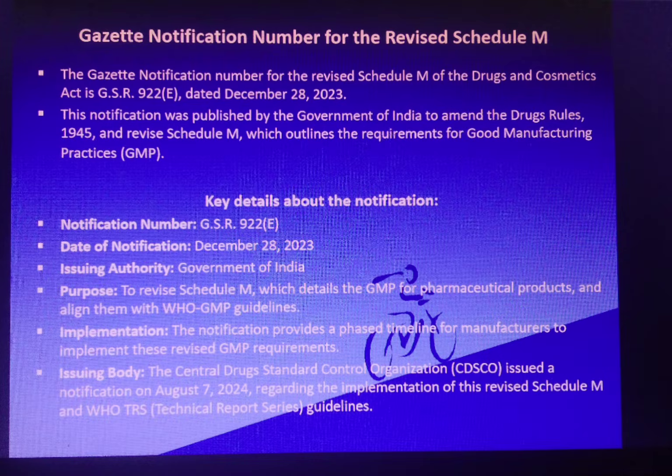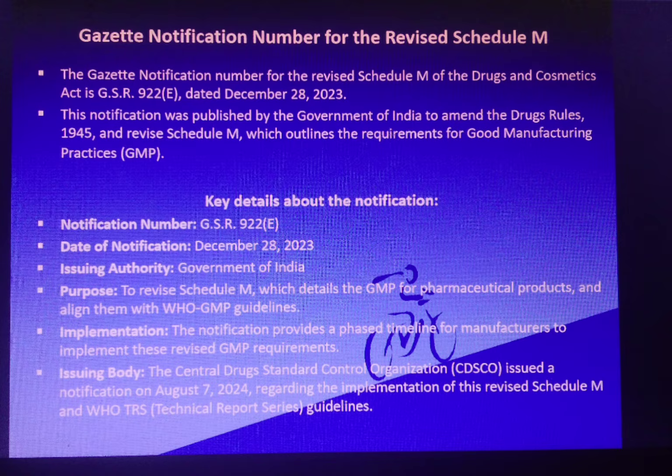Gazette notification for the revised Schedule M. The gazette notification number for the revised Schedule M of the D&C Act is GSR 922(E) dated December 28, 2023. This notification was published by the Government of India to amend the Drug Rules 1945 and revise Schedule M, which outlines the requirements for good manufacturing practices.